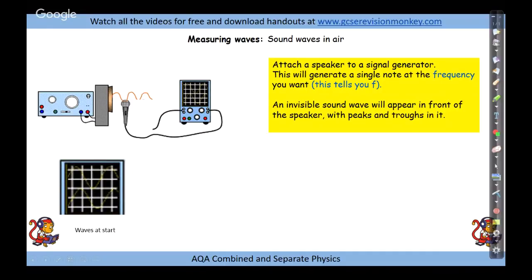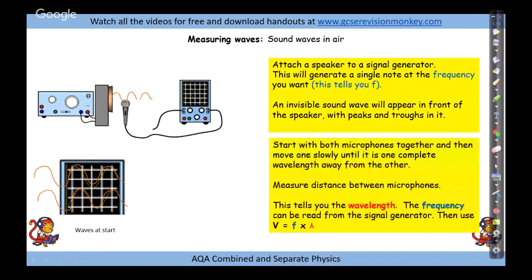If my two microphones are in the same position, one behind the other, they're both going to see exactly the same wave appear on the screen. So this is the speaker, microphone 1, microphone 2. They're both the same distance from the speaker, so you can see the same wave is being picked up on both of them. Now, we're going to slowly move one of the microphones away from the speaker until it is a complete wavelength away from the other.